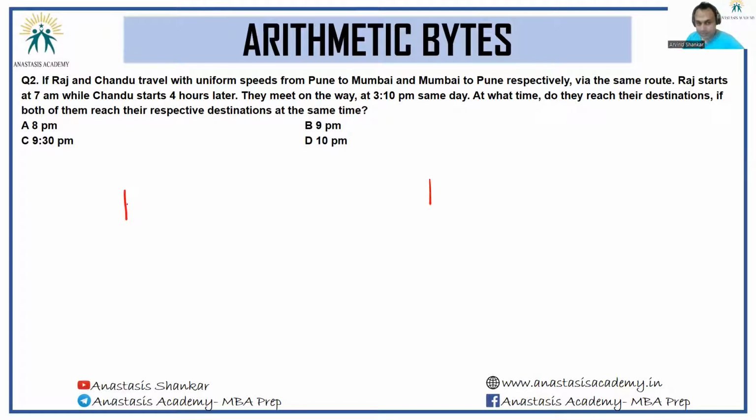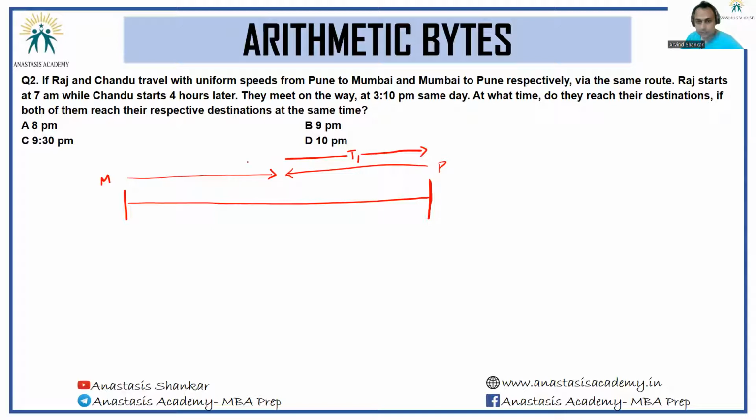I'll just first tell you of the common problem setup. The setup is 2 people start from 2 opposite ends. Let's call this Mumbai. Let's call this Pune. 2 people start. They meet somewhere in between. Then this guy takes T1 time to reach his destination. This guy takes T2 time to reach his destination.